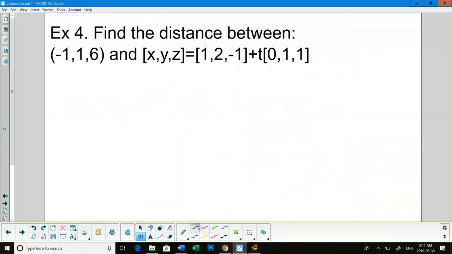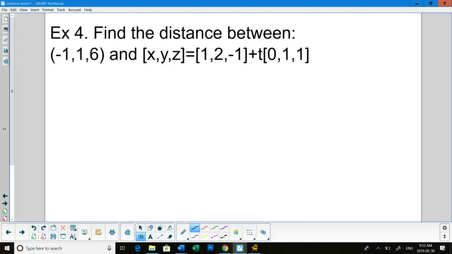Okay, last one. And then we'll have some time to work today. I told you it would be short today. Find the distance between a point and a line in 3 space. So this is actually an example of the second formula that I gave you.